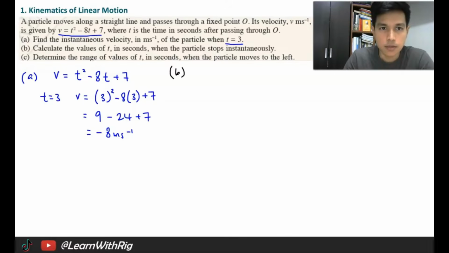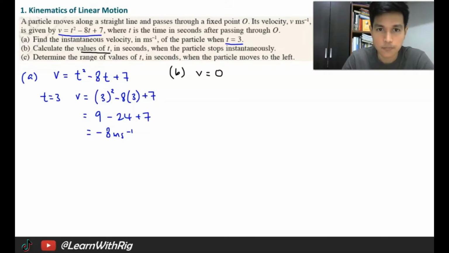Question B, they asked to calculate the value of t. So they want to find the time when the particle stops instantaneously. If it stops, what happens? I already told you all just now. When it stops, v is equal to 0 because there is no speed anymore. Okay, stop. So v is equal to 0. So when v equals 0, what is the time?